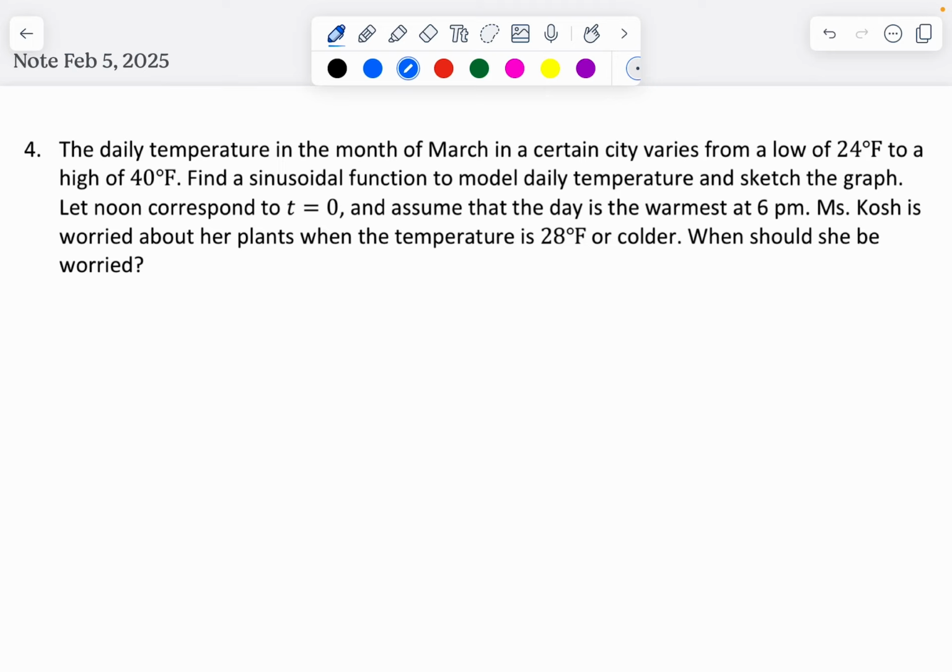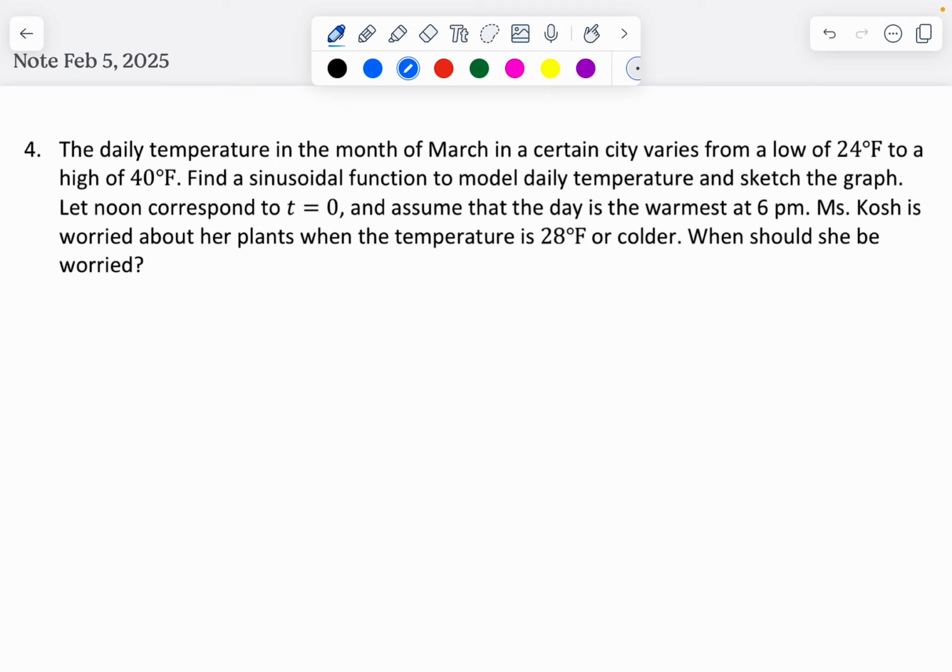So here we go. The daily temperature in the month of March in a certain city varies from a low of 24 degrees to a high of 40 degrees. Okay, that's not Texas, but whatever. Find a sinusoidal function to model daily temperature and sketch the graph. Let noon correspond to t equals 0 and assume the day is warmest at 6 p.m.